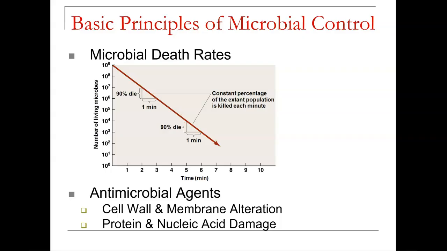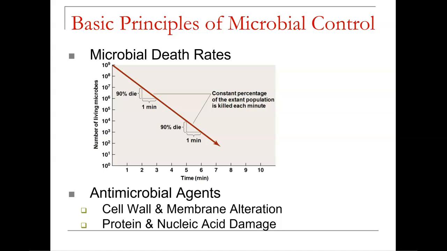Antimicrobial agents, you're going to have two modes of action for these antimicrobial agents. You can have what's known as a cell wall and membrane alteration. So what happens here is going to affect the ability of that cell wall to prevent cell lysis as water moves into it by osmosis. Lysis is going to be when it bursts or becomes so full that it pops. And membrane damage can cause cellular contents to leak out, causing that cell's death.